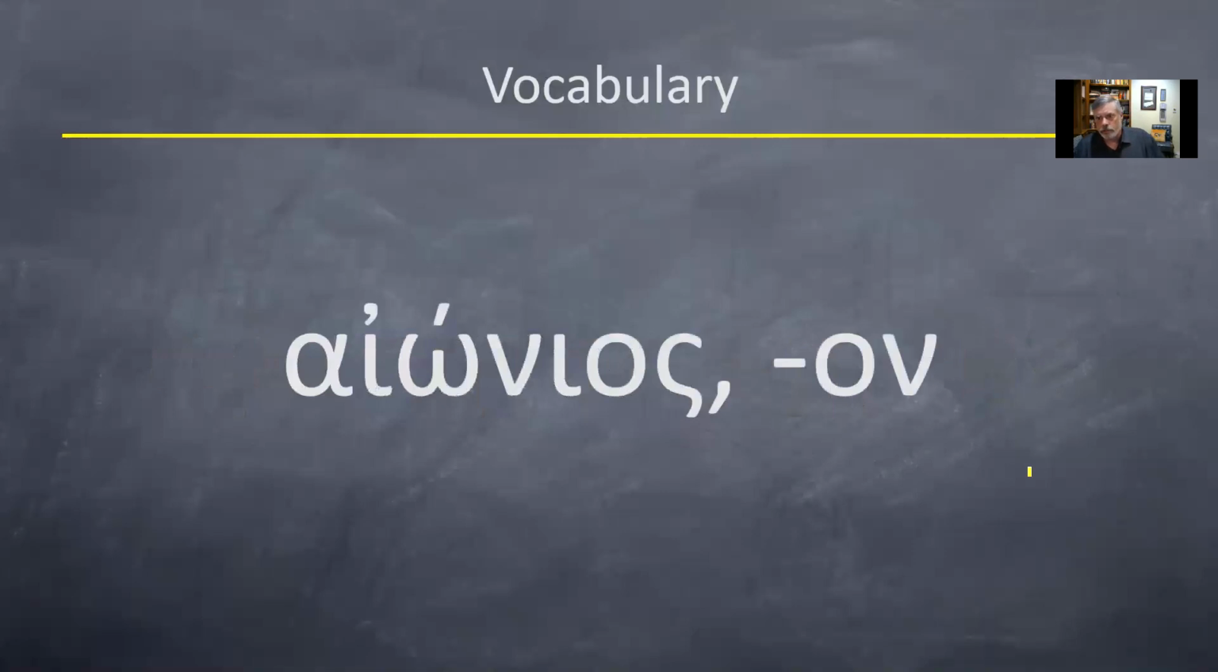Aionios, aionion. Now this is a 2-2. In other words, there's not a feminine. There is a masculine and a neuter. You don't see a feminine here. It doesn't have one. So aionios or aionion means ages or eternal.